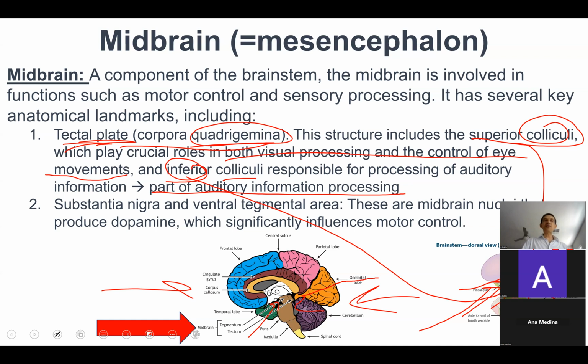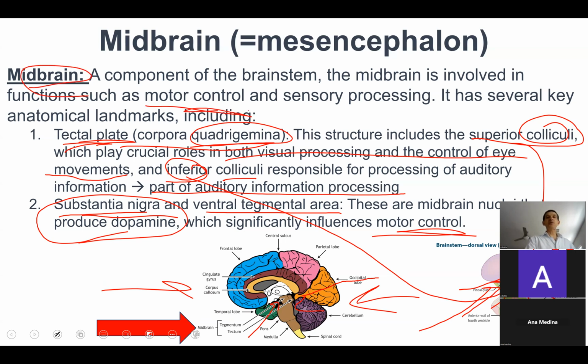And this tegmental area has an area which produces dopamine. That area is called substantia nigra and ventral tegmental area. Substantia nigra is damaged in patients with Parkinson's disease. So it's missing all those neurons in the tegmental area, and patients have a problem with motion. Motor control is damaged, because this area, the midbrain, is responsible for motor control and to some extent also sensory processing.